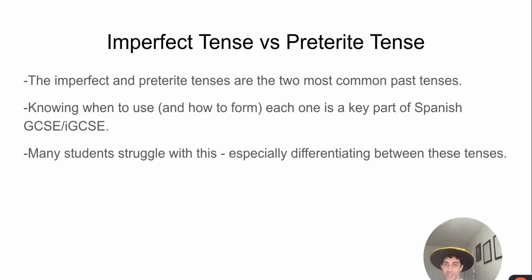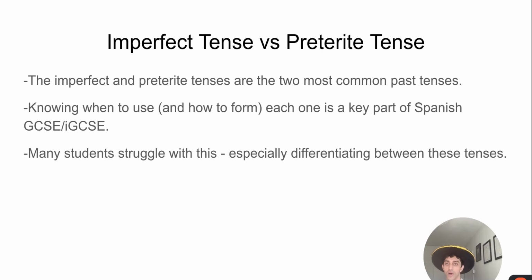We will come across and see irregular forms for both of these tenses, the imperfect and preterite, later in this video. So knowing when to use them and also how to form each of them is an important part of Spanish GCSE and iGCSE. These are definitely common tenses that come up in Spanish, and you will come across them at GCSE and iGCSE level. The main thing students struggle with, typically, from my experience, is differentiating between the tenses. So knowing when to use the imperfect tense and when to use the preterite tense. And that is what we'll cover first, before going on to how to form each of these tenses.